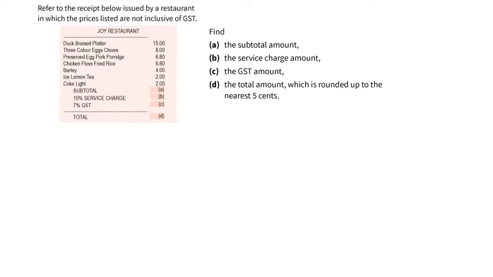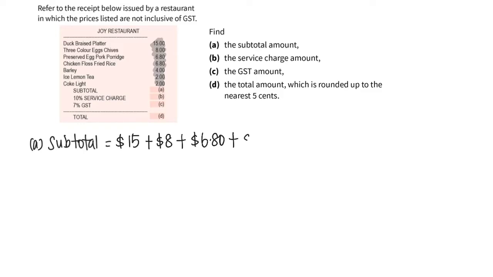Subtotal is pretty straightforward. It's the total of all this. This is the total price. So the working, please write it neatly. Plus $8 plus $6.80. This one has 2. Plus $4 plus $2 plus $2. And this will give me a value of $44.60.